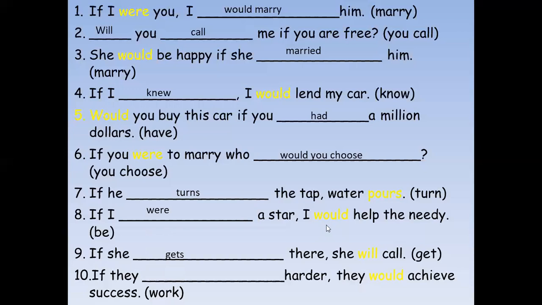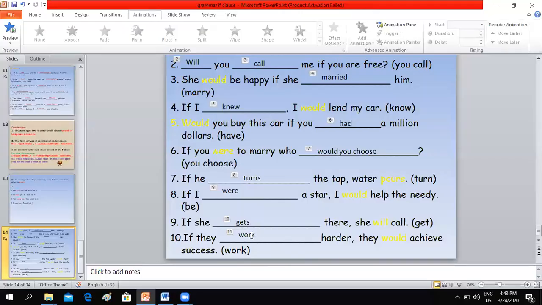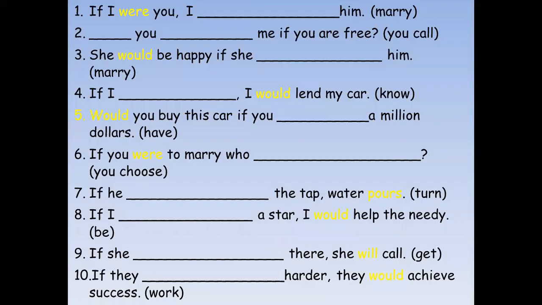Number 10: If they worked harder, they would achieve success. Oh sorry, this is a mistake. If they worked, because it's if clause type 2. If they worked harder, they would achieve success.